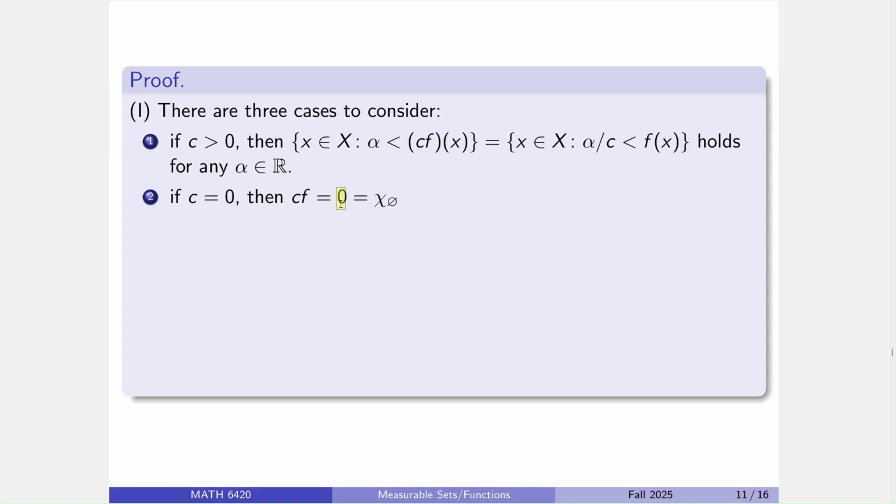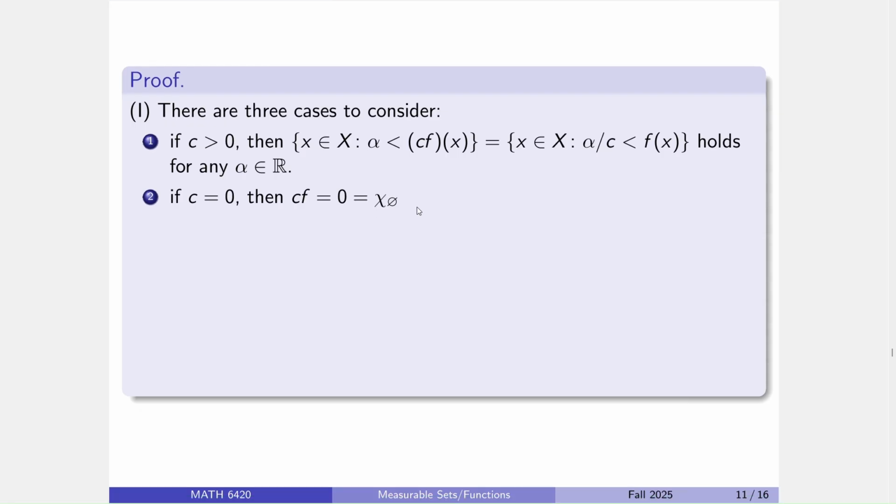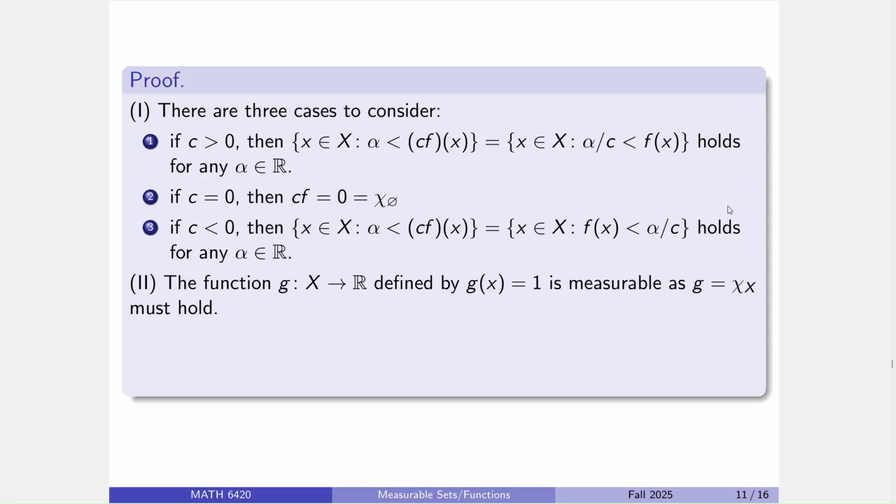If the scalar is 0, then you have the function that's constantly equal to 0, which, note, is actually equal to the indicator function for the empty set. Nothing lives in the empty set, so this function always spits out 0, and the empty set is measurable. So there you go. If the scalar is negative, then you do similarly, only now when you scale by 1 over c, it's going to flip the inequality, and we don't care, because as we noted, with measurability, it doesn't matter if the open ray is going to infinity or negative infinity. All right, so that takes care of scaling a function.